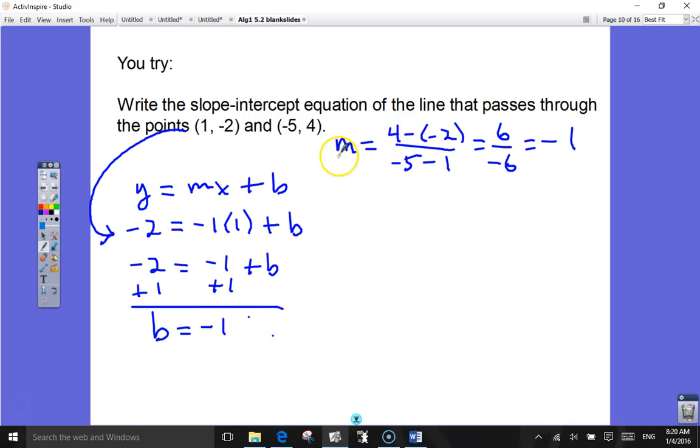So now we know the m and we know the b, so we write our equation. Y equals -1x minus 1, which usually you wouldn't write that. You would write it like -x minus 1. There's no reason to write a 1 for multiplying. Okay, so if you get 2 points, calculate the slope first. If you have the slope already, then you still go through the same process.